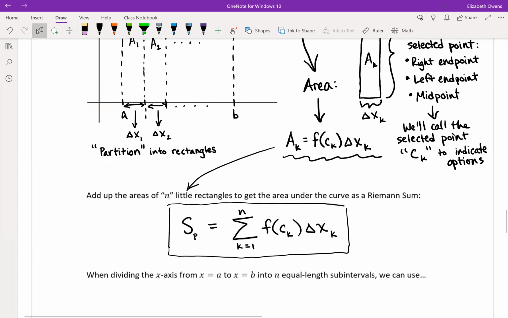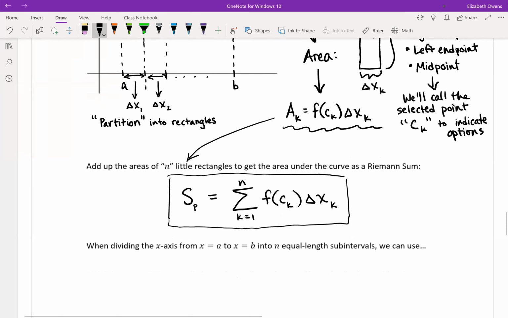So the Riemann sum is adding up n of those little rectangles to approximate the area underneath the curve. We go from rectangle number 1 to rectangle number n. And then for each rectangle, we put in the area formula for that particular little rectangle. So we're just taking this and putting it right into our Riemann sum.